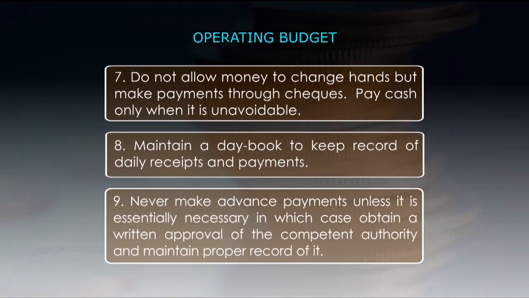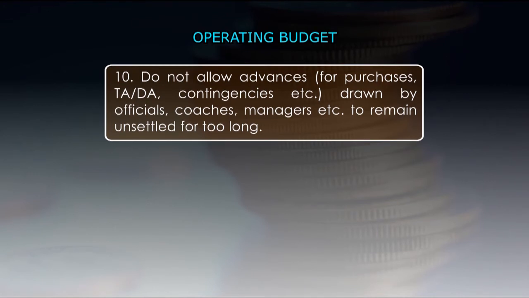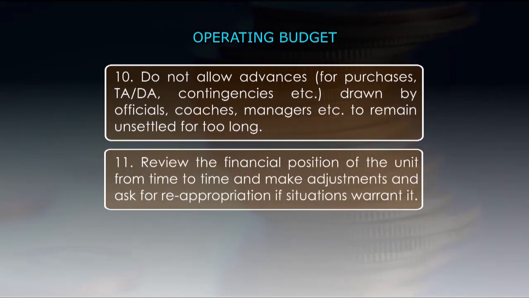Number 9, never make advance payments unless it is essentially necessary, in which case obtain a written approval of the competent authority and maintain proper record of it. Number 10, do not allow advances, for example, for purchases, TADA, contingencies, etc., drawn by officials, coaches, managers, etc., to remain unsettled for too long. Number 11, review the financial position of the unit from time to time and make adjustments and ask for reappropriation if situations warrant it.